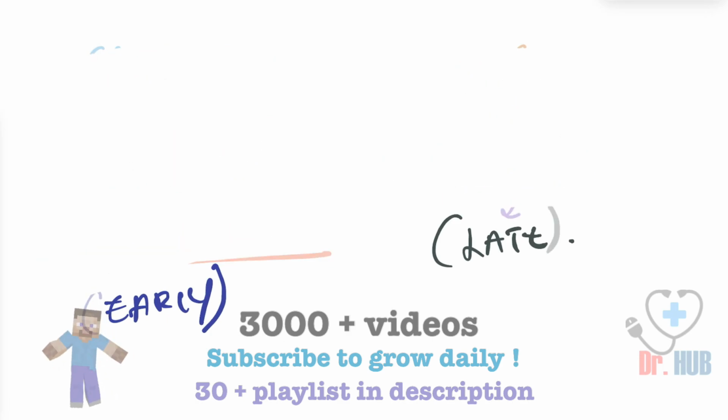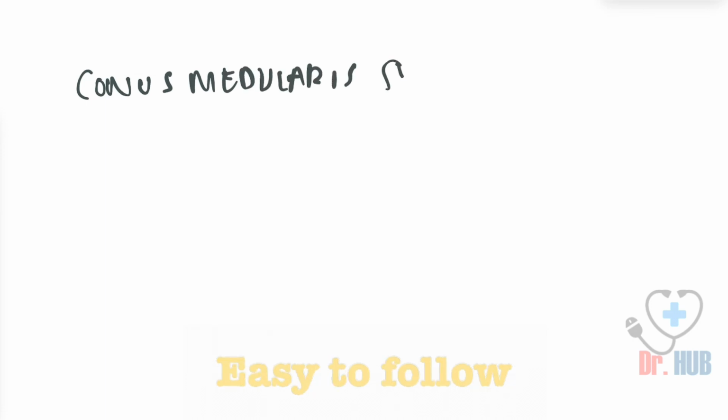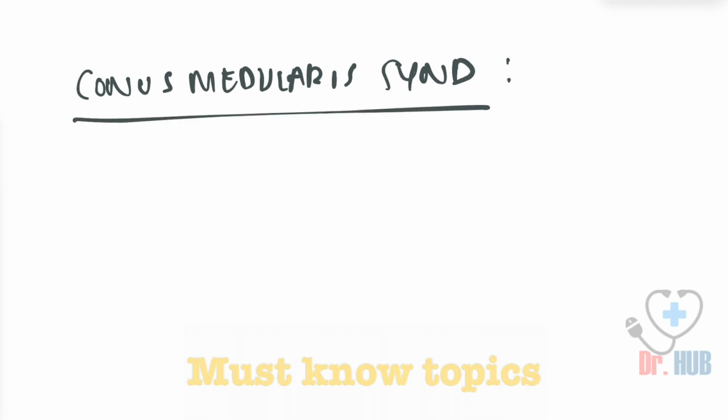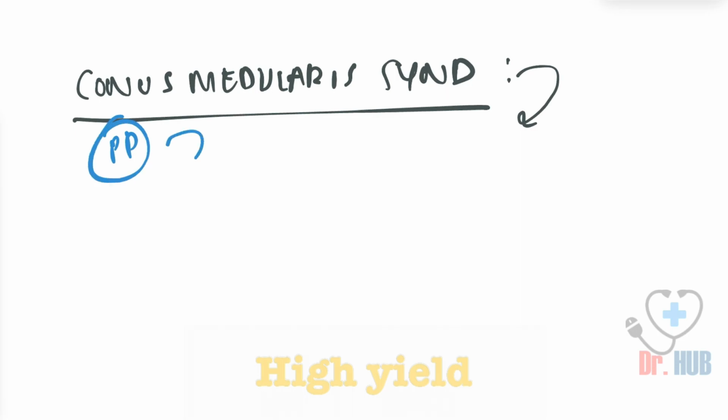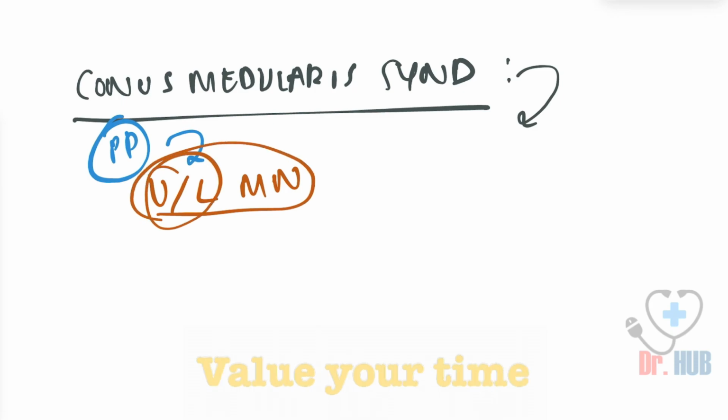Now we'll be answering our questions. The first question we asked was in terms of Conus medullaris syndrome: what is the pathophysiology? In Conus medullaris syndrome, the pathophysiology involves both upper and lower motor neuron involvement.